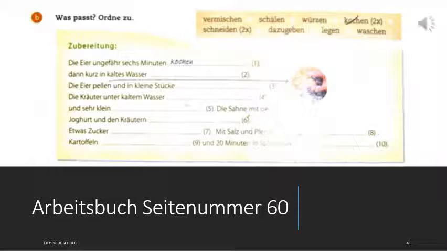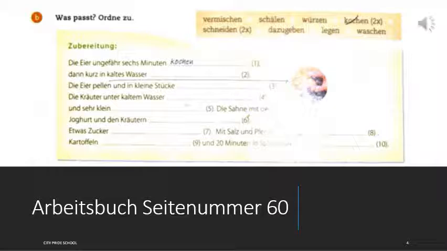Now I will just explain to you the meanings of difficult words so that you can solve it. Zubereitung is preparation. Die Eier ungefähr 6 Minuten kochen. That means to boil the eggs. Ungefähr means approximately, for 6 minutes. Dann kurz in kaltes Wasser. Then in cold water, kurz means for a short time, for a little bit of time. The Eier pellen. Pellen is to remove the shells. Okay, remove the shells of the eggs. Und in kleine Stücke, and in small pieces.